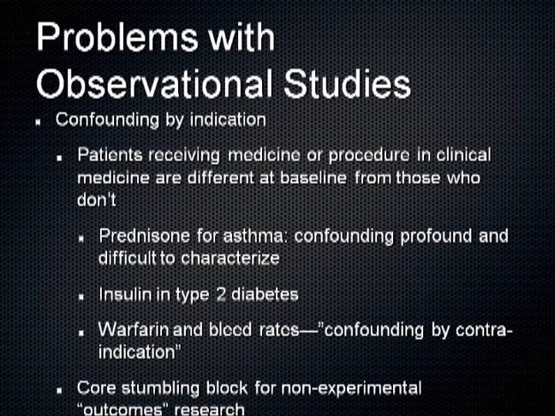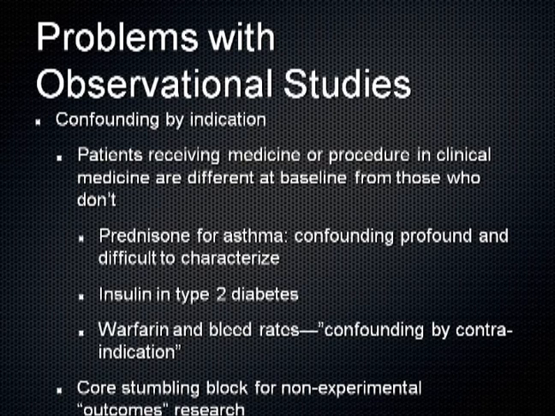Now, what are the primary problems with observational studies? The primary problem is confounding by indication. Patients receiving medicine or a procedure in the clinical world are different at baseline from those who don't. And here are 3 quick examples to show you why. Prednisone for asthma. What kind of a patient gets prednisone rather than beta agonists or inhaled steroids? They're the sick ones. So comparing the 2 populations is confounded by the indication that led to their being treated with prednisone.